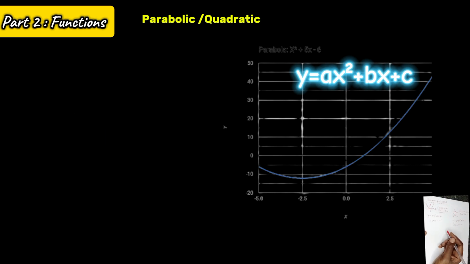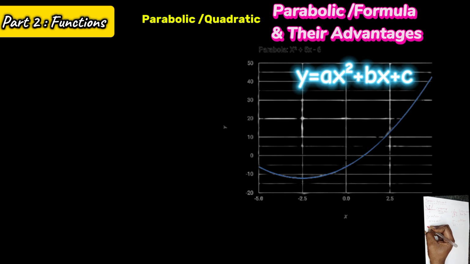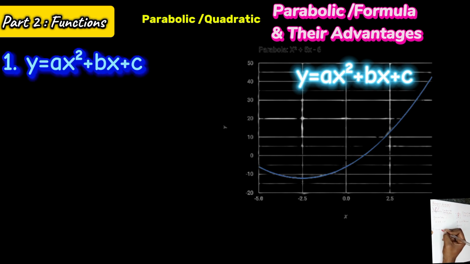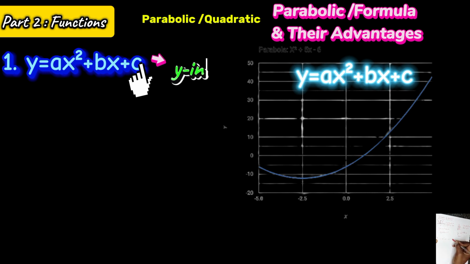Yes. And then we are going to be discussing different types of parabolic formulas and their advantages. So the first one we have is y is equal to ax squared plus bx plus c. The advantage about this one is that you know that your c is your y-intercept.